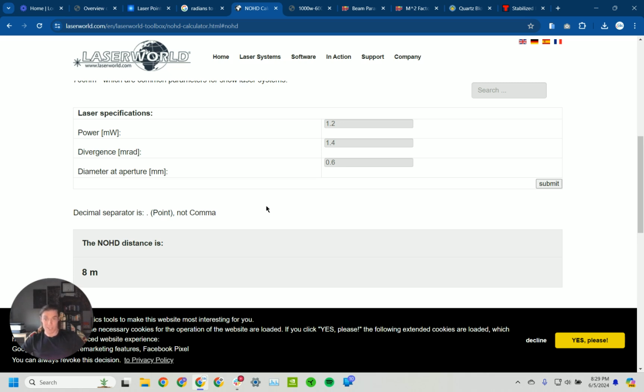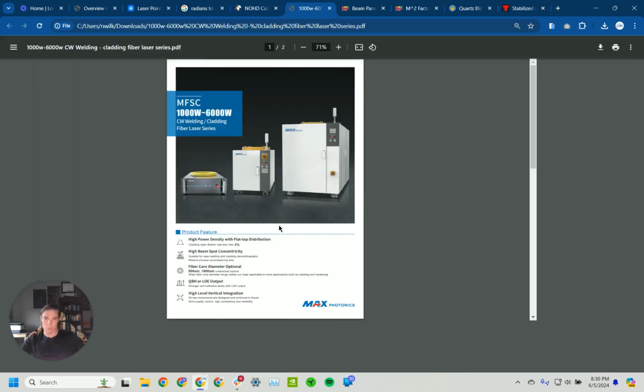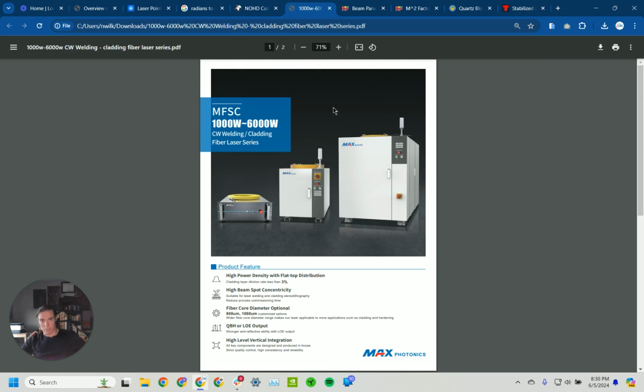If you're building a custom setup where you have a known divergence angle, a known aperture angle, and a beam going through free space, you probably have a physics degree and already know how to do this, so have fun. But if you're working with industrial lasers or medical lasers or anything that's really high power, class 4, with a fiber, you got to put a curtain around it almost always. So let's look at an example here.